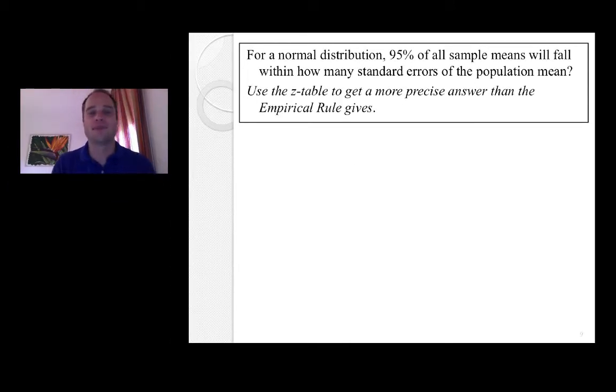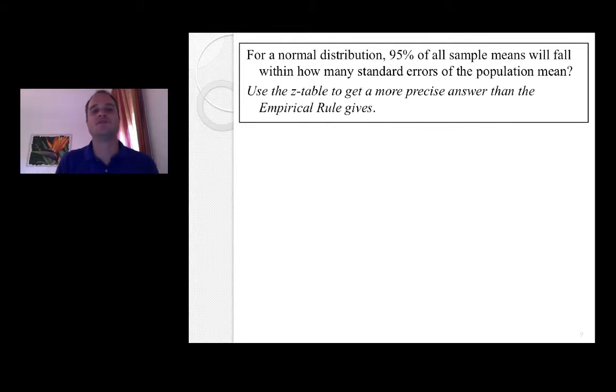So what I want to do now is illustrate how to find these critical z values from the z table. In doing so, I'm going to look at this example. We're going to have a normal sampling distribution. And the question says, 95% of all sample means will fall within how many standard errors of the population mean? Now, if you look at this, and I say it's normal, you may think right away, go to the empirical rule: approximately 2 standard deviations above and below the mean, we should see about 95% of the data. And that is true.